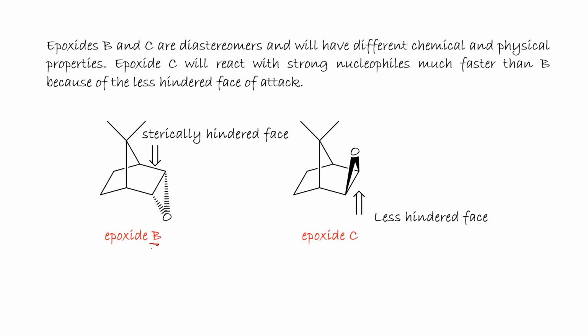Epoxide B and epoxide C are diastereomers and will have different chemical and physical properties. Epoxide C will react indeed with strong nucleophiles much faster because of the less hindered face being attacked. Okay, this face will be less hindered. That's why C will be more reactive.